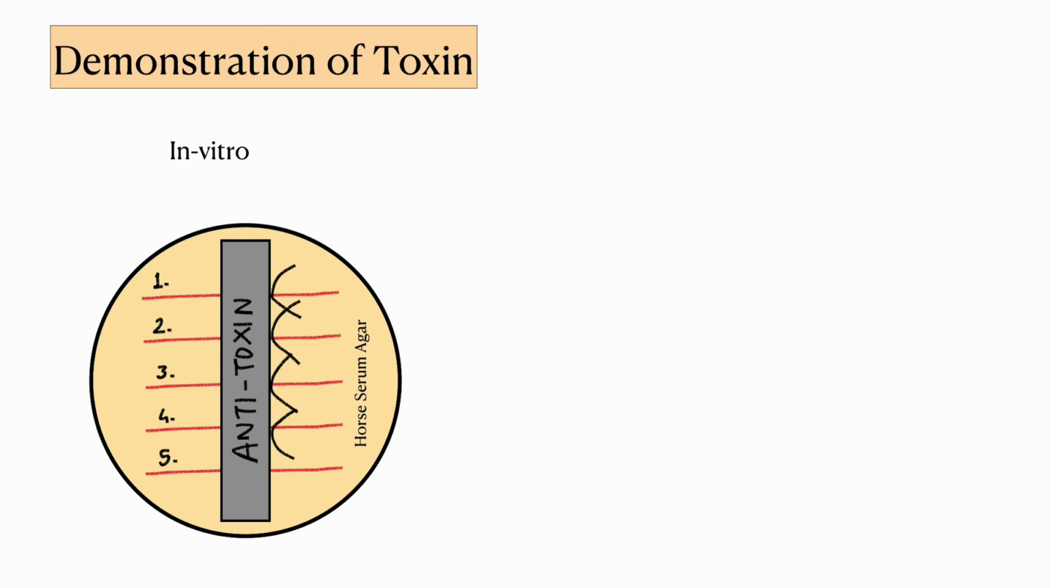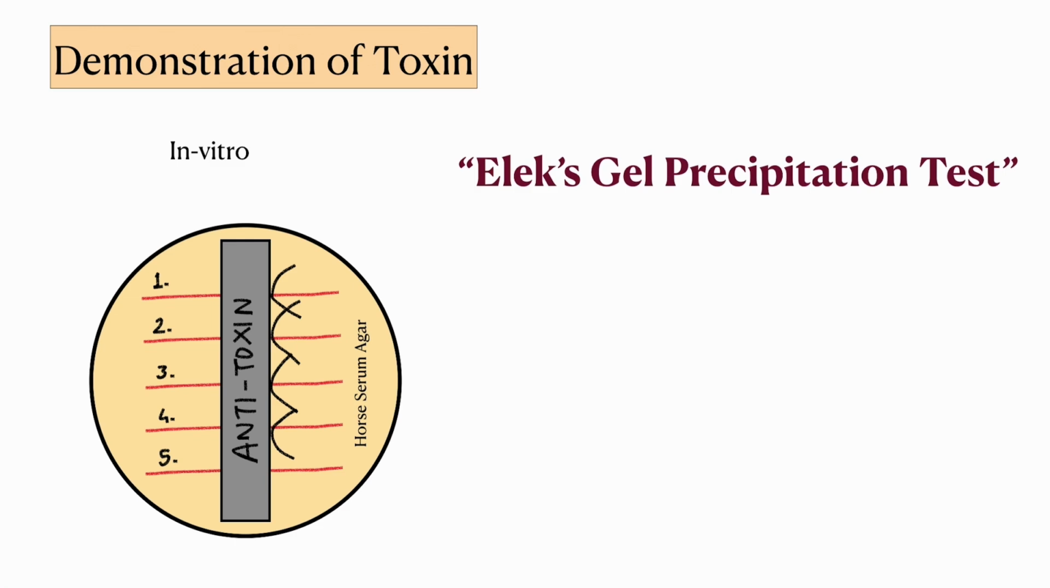And this special method of demonstrating toxin in Corynebacterium diphtheriae is known as Elek's gel precipitation test. Now, this precipitation test is a process which is discussed in some other video, wherein we discuss many videos of antigen-antibody reaction. You can check it out later. Currently, just remember that antitoxin and toxin combine with each other to form a visible precipitation line.